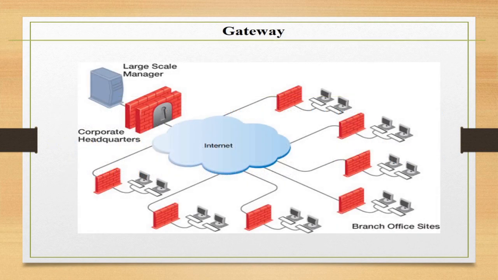A gateway forms a link between different networking systems or computer programs. It allows the computer programs, either on the same computer or on different computers, to share information across the network through protocols.